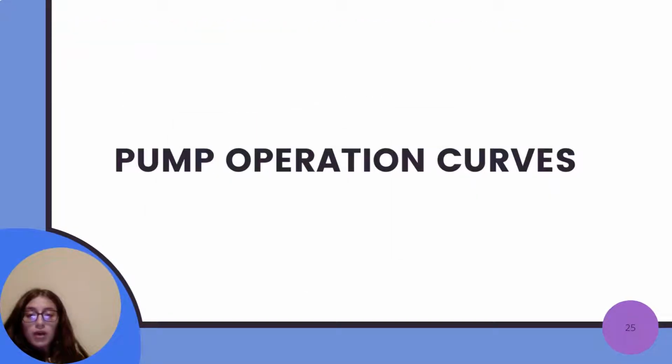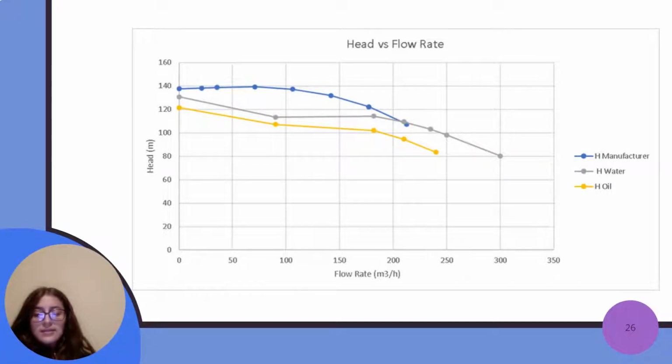Now we are going to talk about the pump operation curves. Analyzing the head versus flow graph, it can be seen that the water and oil curves are below the manufacturer's curve until 200 cubic meters per hour. After that value, we can see that the curve of the water reaches the curve of the manufacturer.